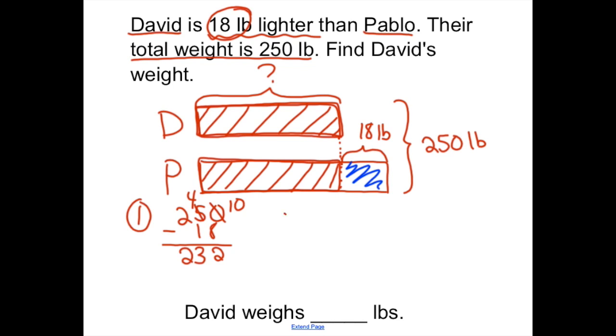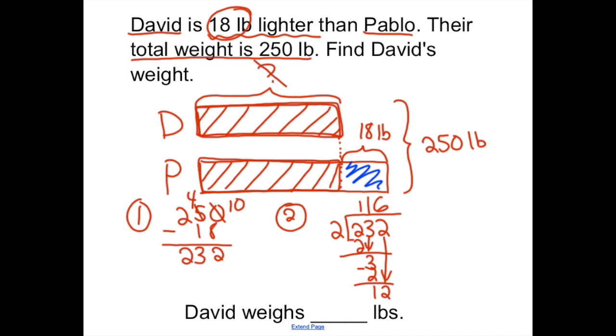I'm going to need to divide by 2 in order to find out what just one part is. And I find out that one part is 116. David is only one part, so I'm going to cross my question mark out and write 116.